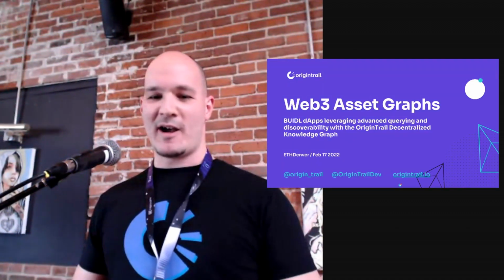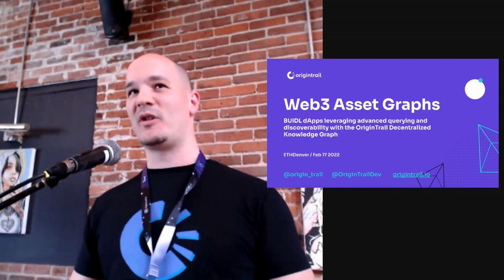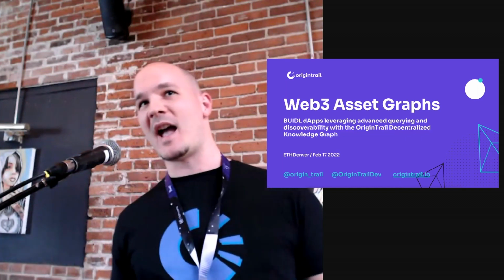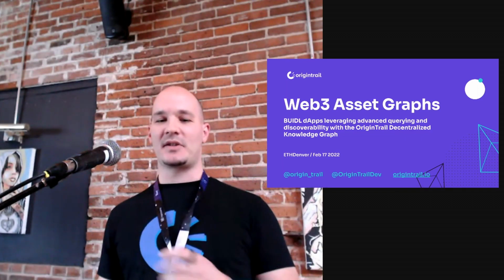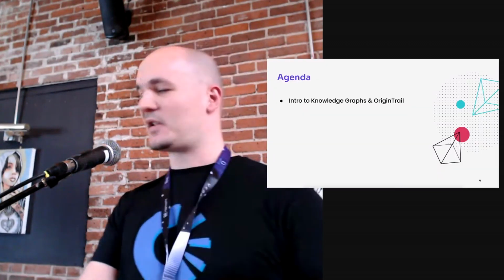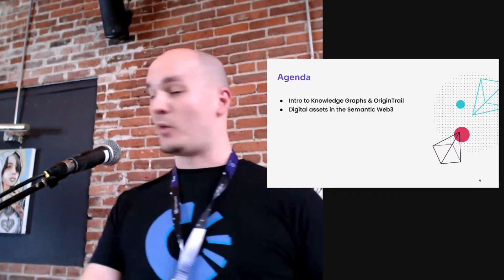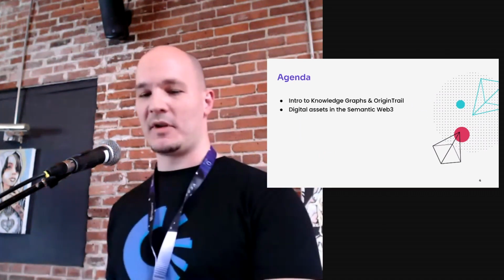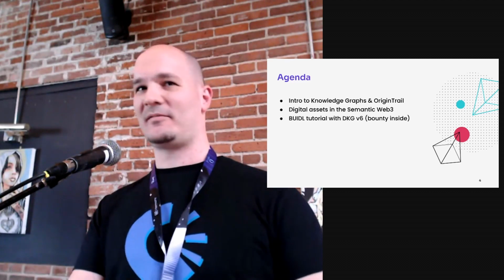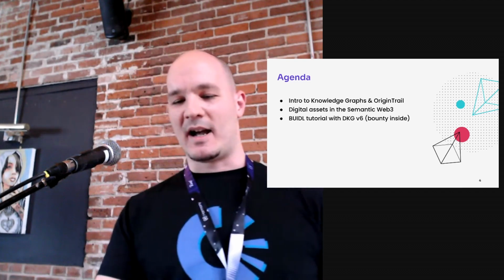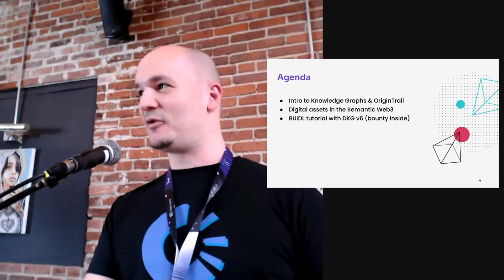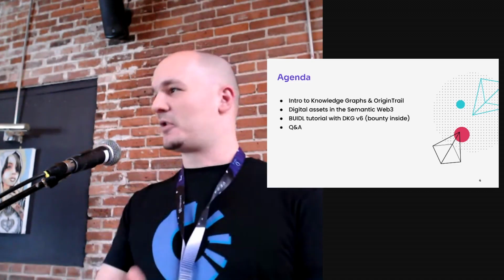I'll start with a bit of an intro, and then we'll actually show a little bit on how you can build these Web3 asset graphs. We'll be speaking first about an intro into knowledge graphs, what is OriginTrail. We'll be speaking a little bit about digital assets in the Semantic Web3, might be a new term, so we'll try to define it. We'll do a brief tutorial, and stay tuned, there's some bounty at the end. And of course, Q&A.